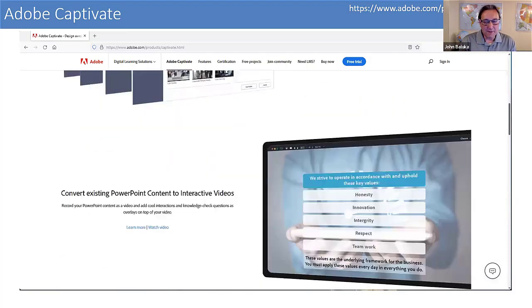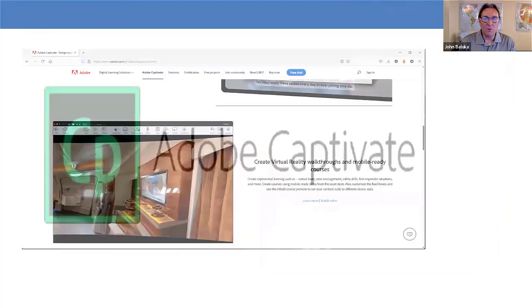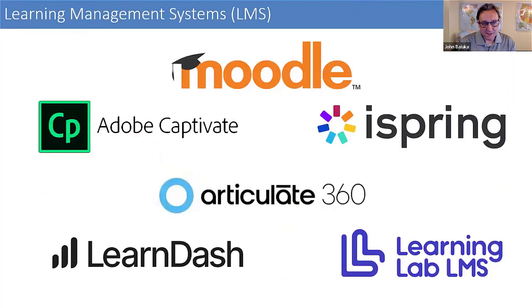And this is where something like Adobe Captivate takes you down more the road of learning management systems. Now, you could definitely go down a wormhole of learning management systems, because you've got Adobe Captivate. Moodle's been around for a really long time. iSpring is pretty interesting because it actually integrates with PowerPoint. LearnDash is a plugin on WordPress. Articulate 360 is a very popular solution. And there are some newer upstarts like Learning Lab LMS that are worth checking out if you're looking for something a little more modern. But I don't want to go there.